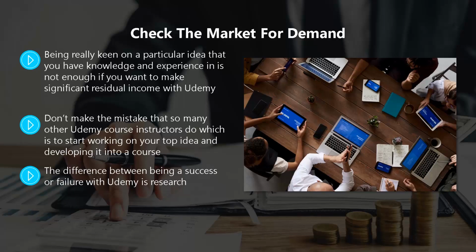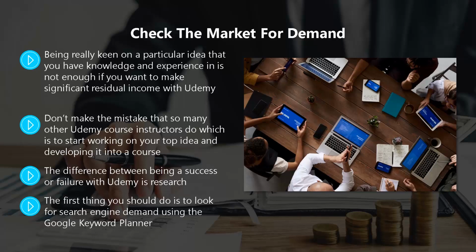And the crazy thing is that it is really easy to do some front-end research to see if any of your course ideas have legs before you create your videos. The first thing you should do is look for search engine demand using the Google Keyword Planner. You can enter keywords, search terms, related to your idea and check on the monthly search volume on Google. You will also be presented with a number of related keywords, which is great for content ideas. So, what should you look out for in the Google Keyword Planner?